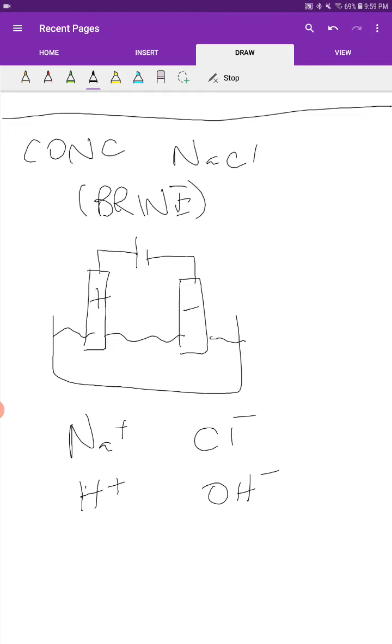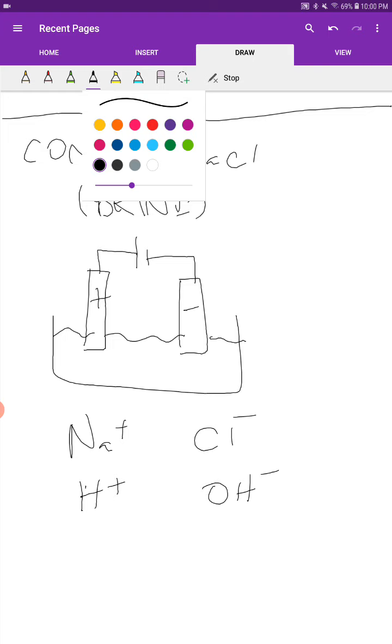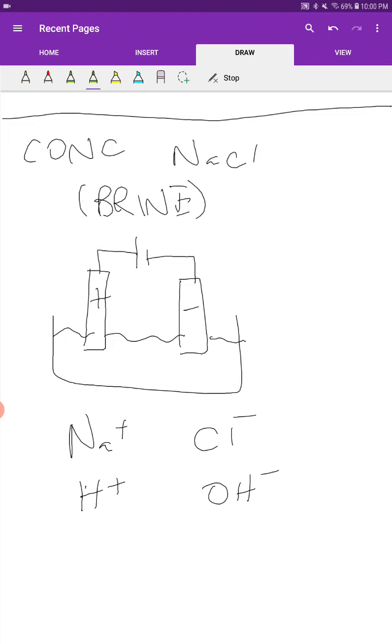Okay? Now, just like before, you have competition between the sodium ions and the hydrogen ions to get discharged at the cathode. Just like before, your hydrogen ion is going to become discharged because it is lower down the electrochemical series. So at your cathode, H+ ions discharged.